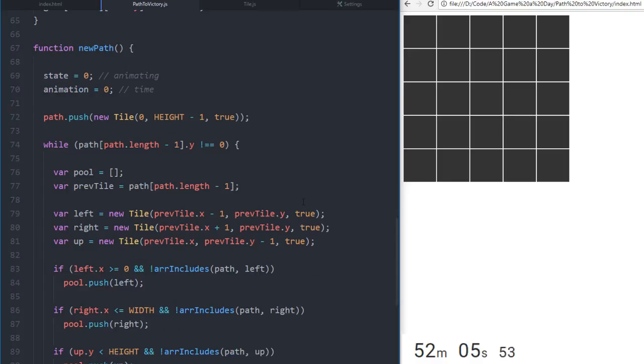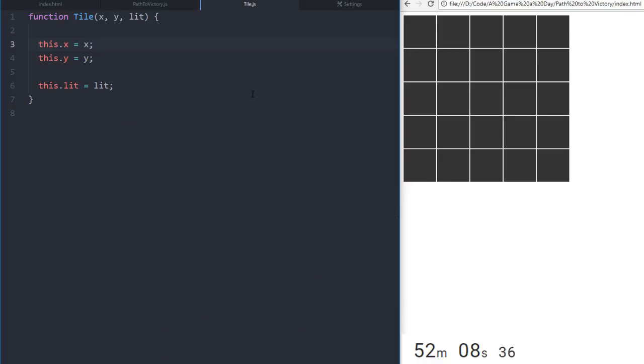Now, simply, what we need to do is say tile.prototype.clickedBy(x, y). So you say return not, getting real good at these, this.x is less than x, or this.x is greater than x plus size, right? Size.